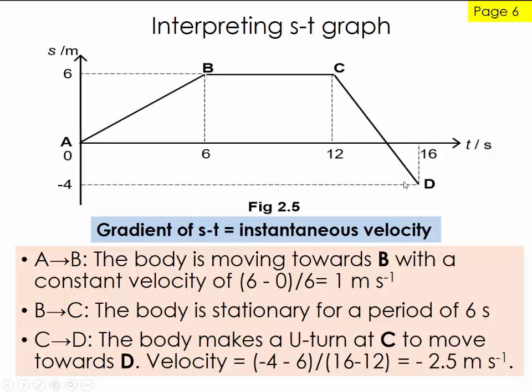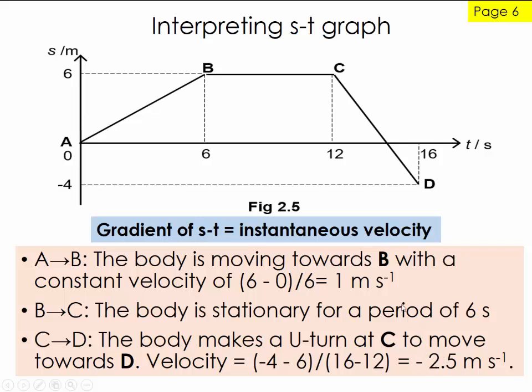Lastly, section CD, right? The body's displacement is decreasing, meaning it is moving backwards now. So it is moving backwards and makes a U-turn at C, towards D. So velocity is -4. Find the gradient. -4 minus -6 divided by the time is -2.5.